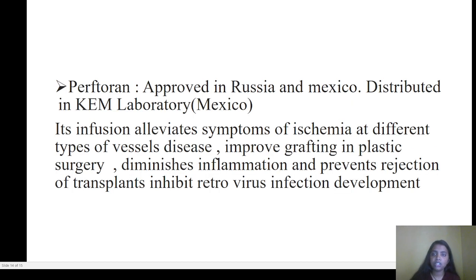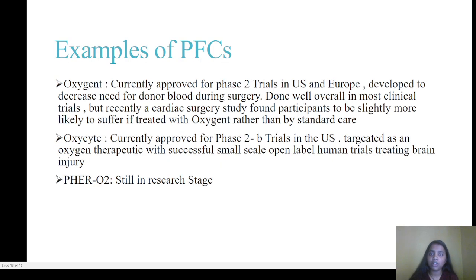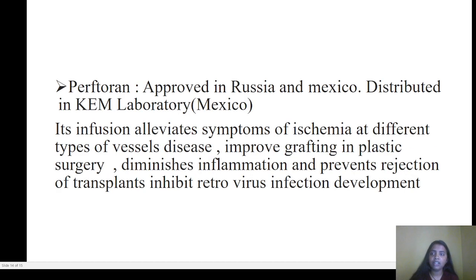Perftoran, approved in the Russia and Mexico, distributed by KEM laboratory in the Mexico. Its infusion alleviates symptoms of ischemia in the different types of the vessel disease, improves grafting in the plastic surgery, diminishes inflammation and prevents the rejection of the transplants, inhibits retrovirus infection development. This is the Perftoran. These are the examples of the PFC: Oxygent, Oxycyte, PHER-O2 and Perftoran.